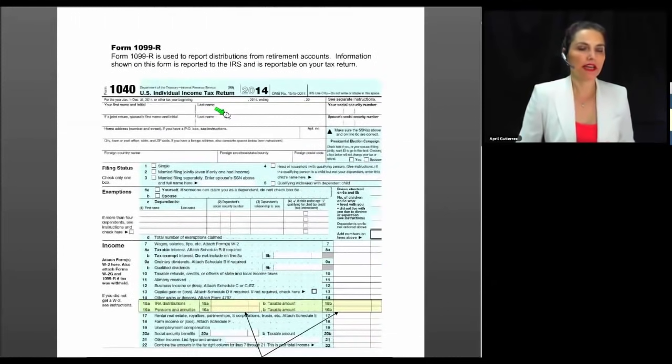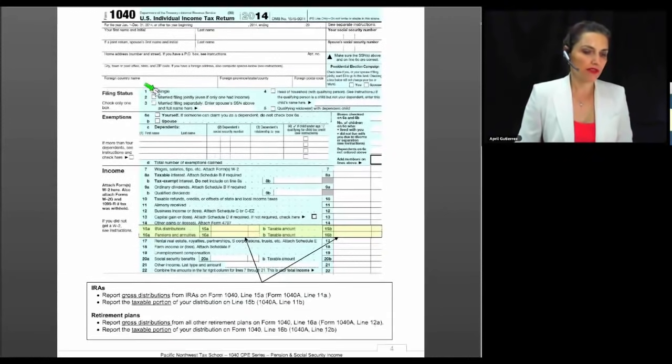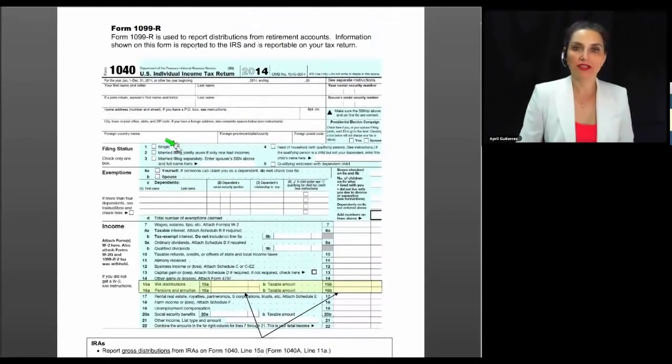Now, Form 1099-R is used to report distributions from retirement accounts, whether you are getting your distributions from an IRA account or from a 401k plan. The 1099-R form is all-inclusive, and it is used for all of those accounts. And when we receive a 1099-R, we do need to pay attention to the boxes that are on it, so we're going to cover those in a minute.